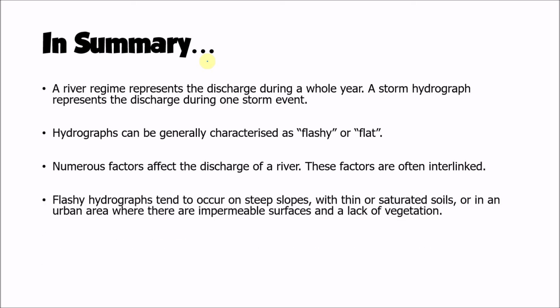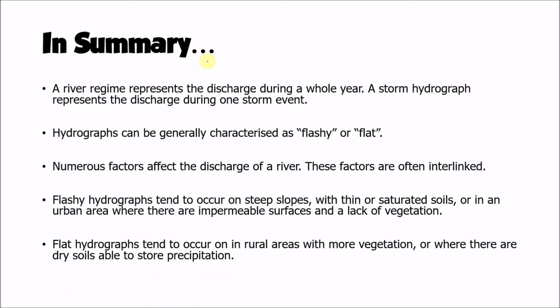Flashy hydrographs tend to occur when we have steep slopes with thin or saturated soils, or perhaps in areas where we have a lot of urbanisation, or where there are impermeable surfaces and a lack of vegetation. Flat hydrographs, on the other hand, tend to occur in areas where there is perhaps more vegetation, rural areas, or where there are dry soils which are able to store that precipitation, and that water is able to make its way more slowly into the river channel.